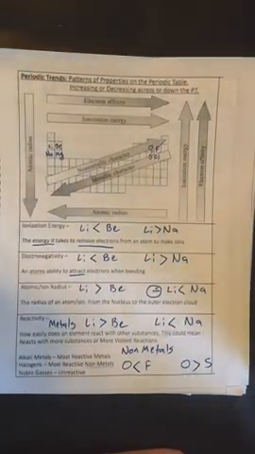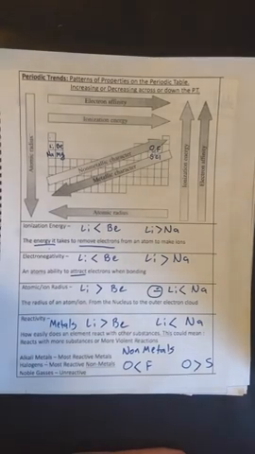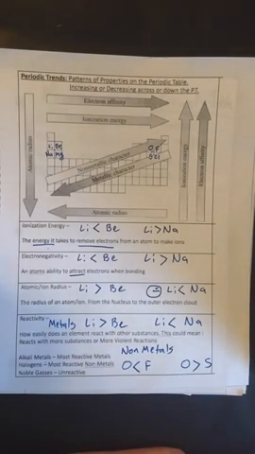But the reason this works is because of those periodic trends. When they organized the periodic table, they noticed these reoccurring patterns. And we'll talk more about why those patterns occur as we go forward.